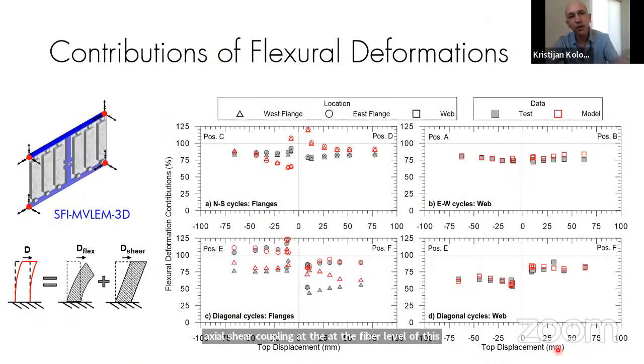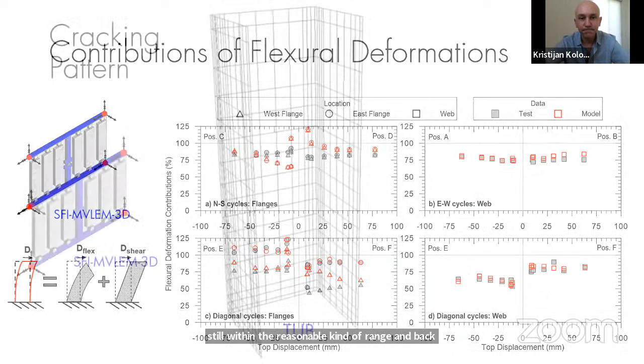Here we are just comparing the contributions of flexural deformations. So we can separate the total deformation into flexural and shear, right? And here we're looking only at the flexure, comparing with the tests. This is a very detailed, fine response of the wall, and the way these are calculated from the tests is not always 100% accurate. But we can see that in the diagonal and in the web especially, the results are really good. On the flanges, maybe a little bit less accurate, but still within a reasonable range of accuracy.